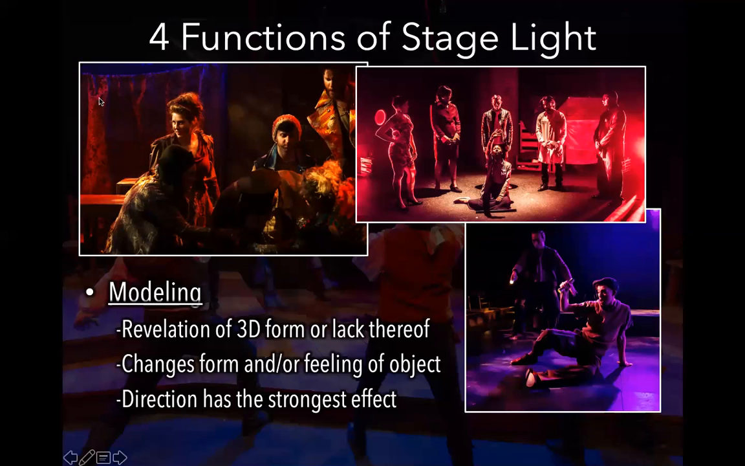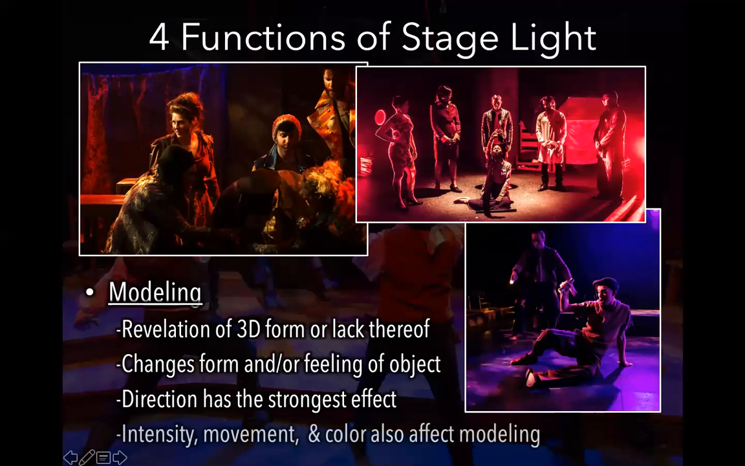So if you look down here, he's got a shadow coming at him from the back, but we can also see a bit of a shadow going this way. That's that purple light that's hitting, while he also has a really strong amber coming from the back, okay? So that direction has the most effect on modeling. Oh yeah, there's one more, sorry. The last thing is that intensity, movement, and color also affect modeling. So it's not just direction, but those other things all affect exactly what that modeling does on stage.